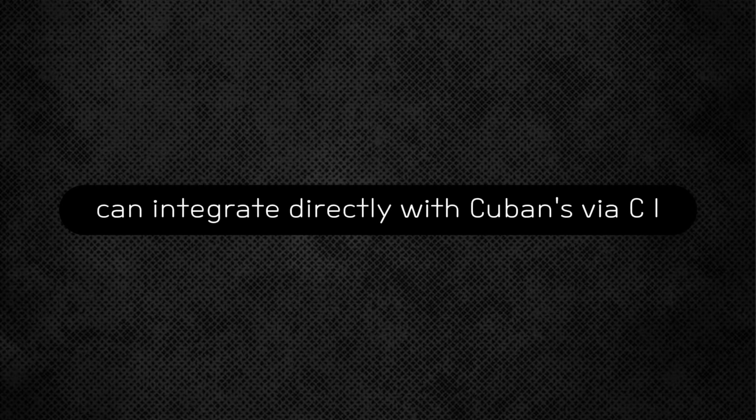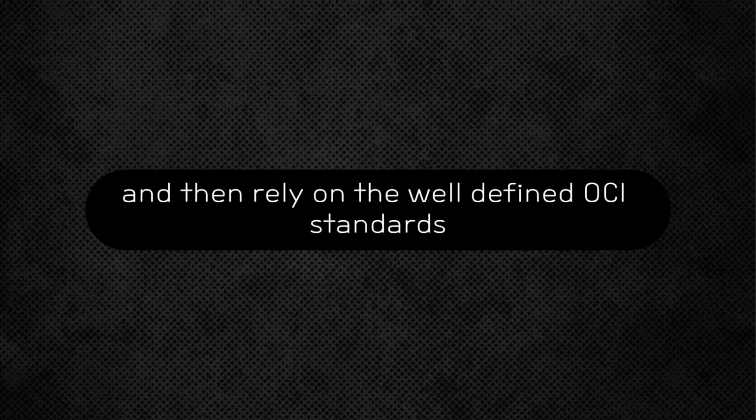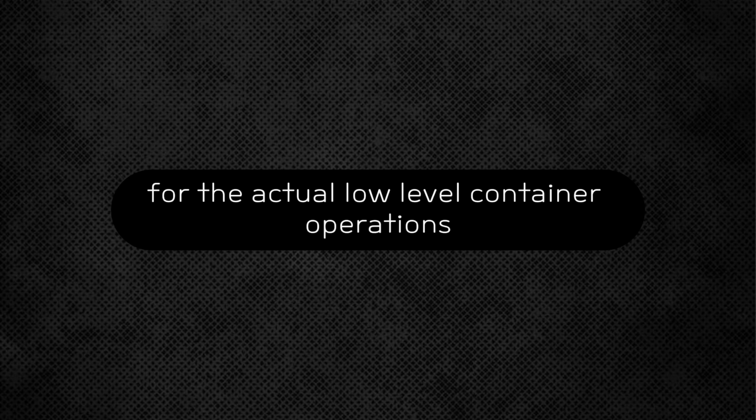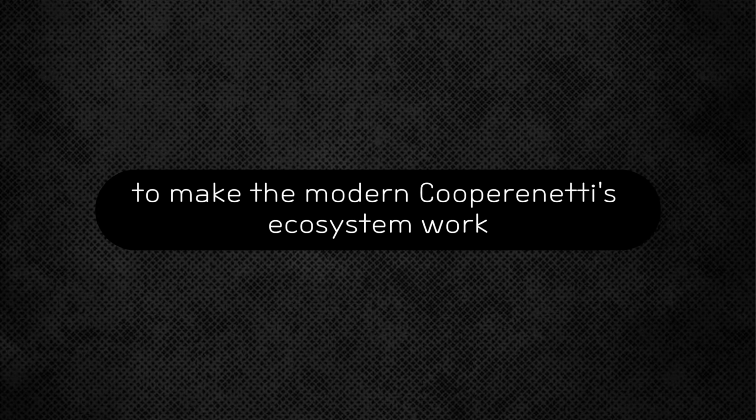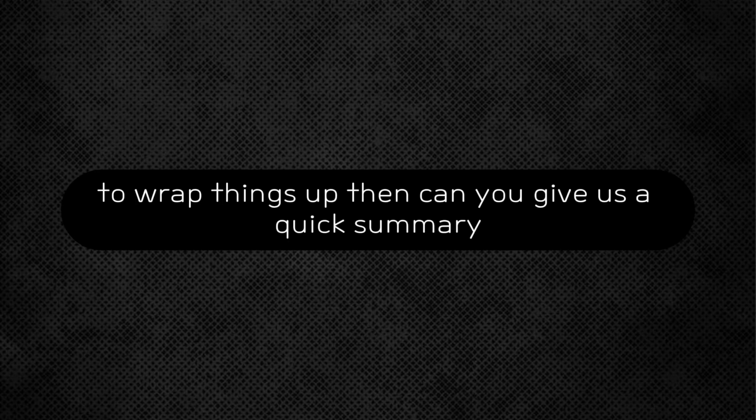You've got it. This layered approach provides end-to-end compatibility and allows for optimization. Lightweight runtimes like containerd can integrate directly with Kubernetes via CRI, reducing overhead, and then rely on the well-defined OCI standards for the actual low-level container operations. It's efficient. That really clarifies how these two sets of standards fit together to make the modern Kubernetes ecosystem work so well. Okay, to wrap things up then, can you give us a quick summary of the main journey we've taken today?